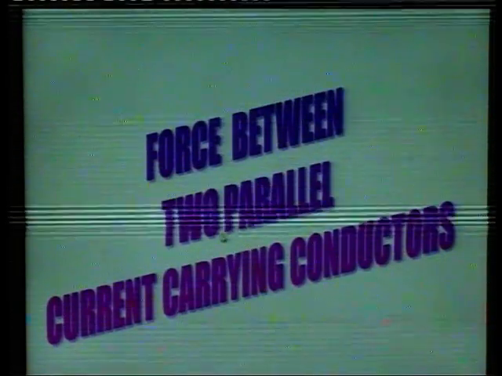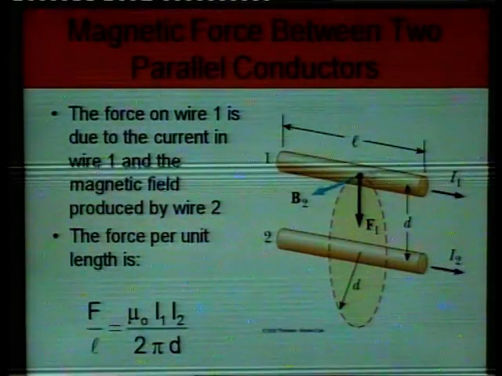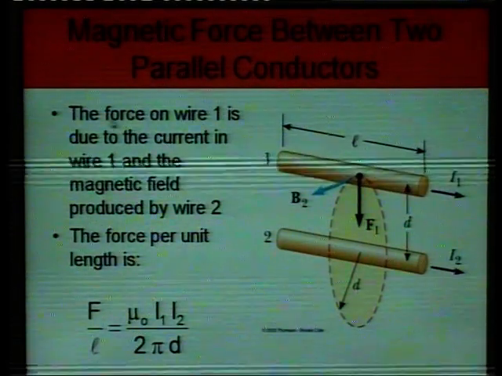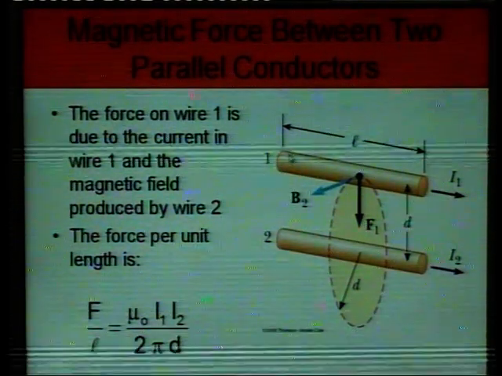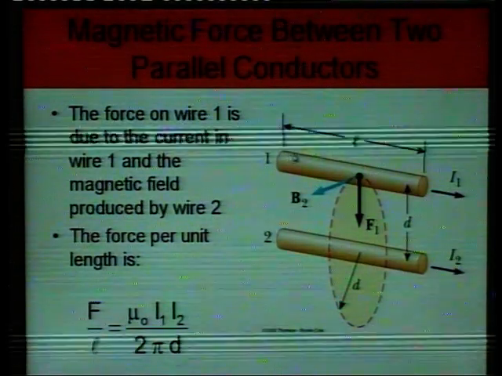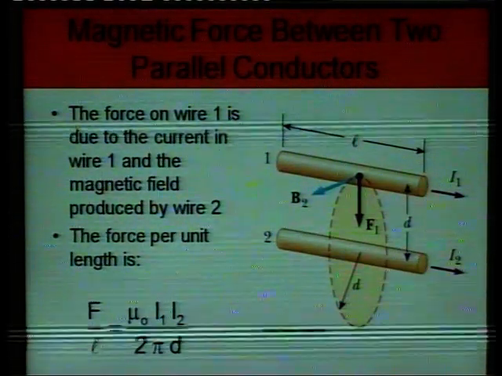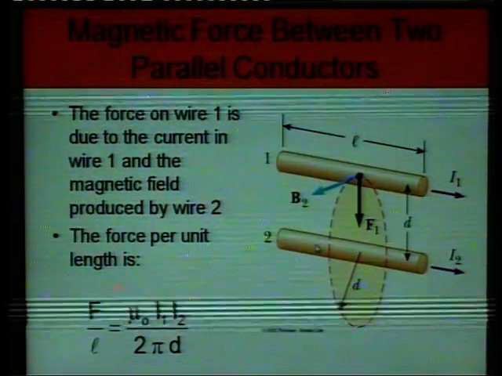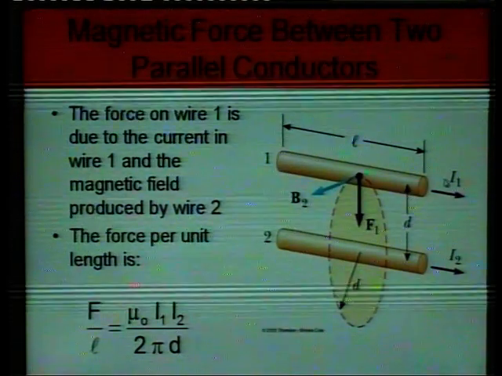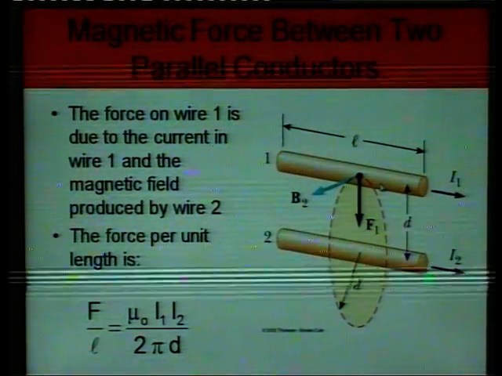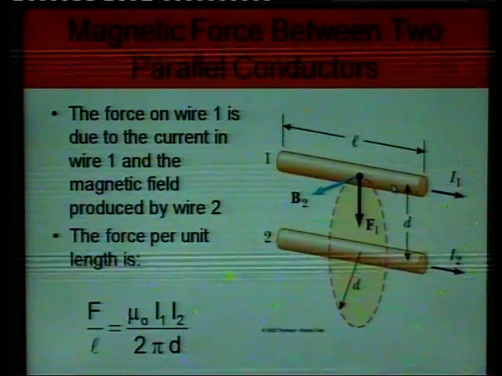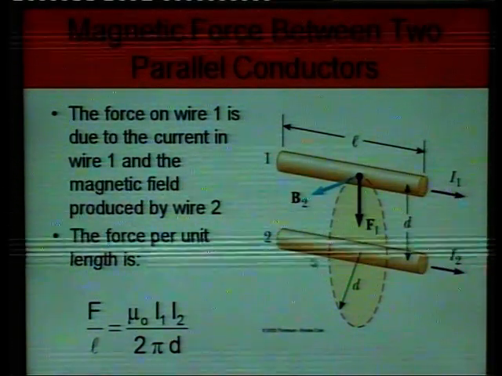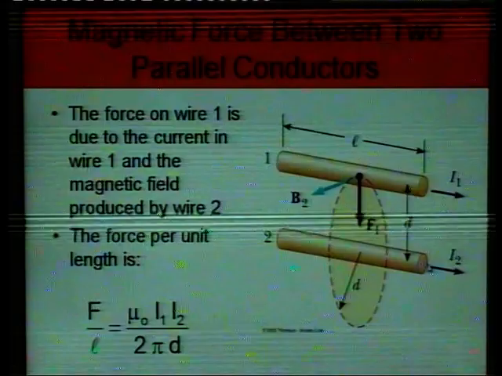Next is force between two parallel current carrying conductors. Now we will talk about force between two parallel current carrying conductors. The force on wire 1 is due to the current in wire 1 and the magnetic field produced by wire 2. So now what is happening? If we say current I1 is flowing in this conductor, then this conductor is placed in the magnetic field of this second conductor, which is carrying current I2.